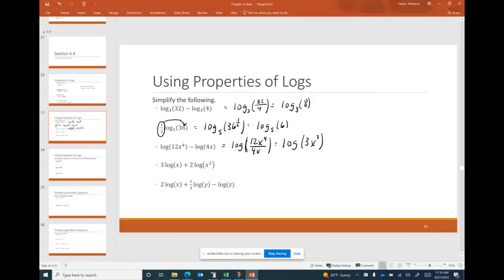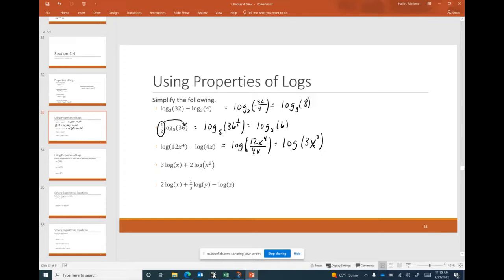All right? Now, let me ask you something. Can I take that 3 and bring that down and make that a coefficient to the logarithm? It's a little bit of a trick question. The answer is no, because that exponent only applies to the x. It doesn't also apply to this 3. Okay? If the exponent had been outside here, I could have brought it down.